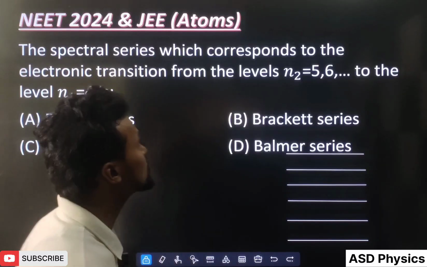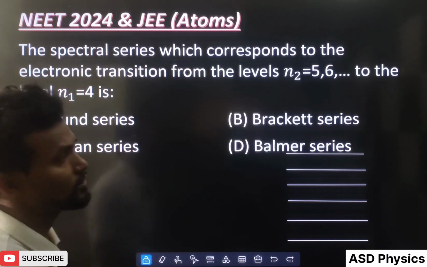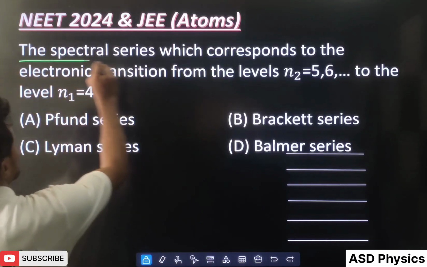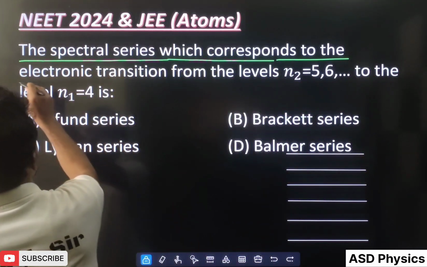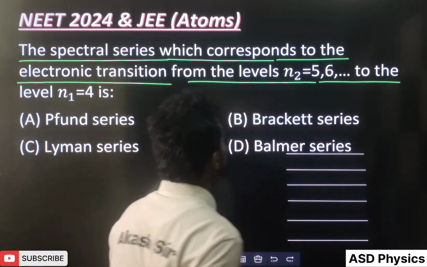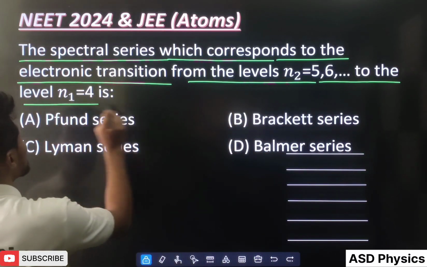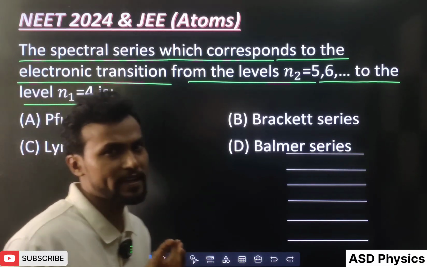So students, in this video we are going to solve a question from the chapter Atoms, NEET 2024. Let's go through it. The spectral series which corresponds to the electronic transition from the level n2 = 5, 6 to the level n1 = 4 is which one? Here some options are there like Lyman, Balmer, Paschen, Brackett and so on.